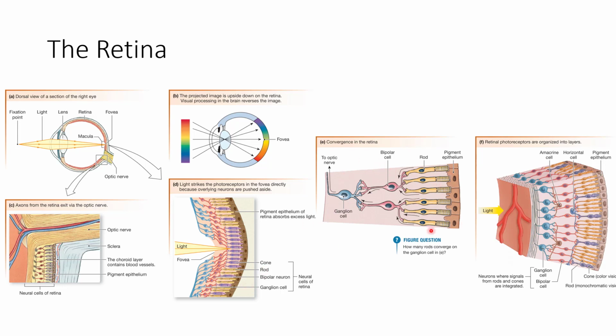The rods are kind of our night vision, our light and dark. And here you can see this convergence that occurs. So this is just showing rods, but it would be the same with cones as well. So you see how we have lots of rods, and they converge on, say, two bipolar cells, and those two bipolar cells converge on a single ganglionic cell.